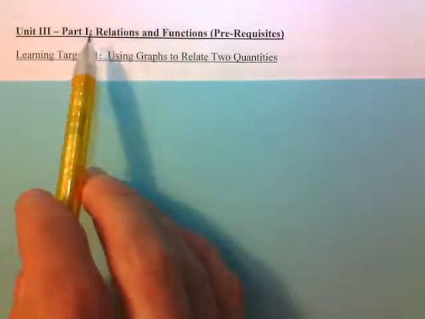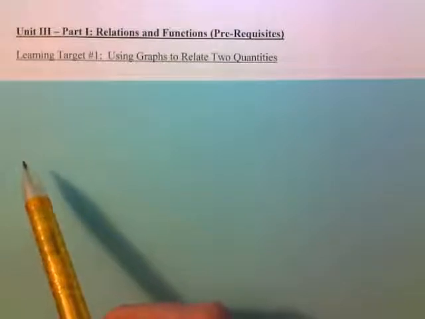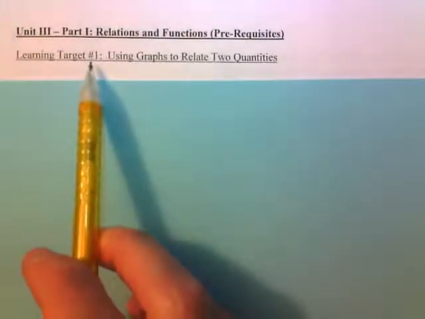Okay, we're going to begin Unit 3, and in Unit 3 Part 1 we're going to be talking about relations and functions, but there is some prerequisite information that we need to have before we get into the heart of relations and functions. So we're going to begin with those targets, and the first one is using graphs to relate two quantities. So we're just going to go through some examples here, being able to pick out the variables, analyze the graphs, maybe even draw some graphs.